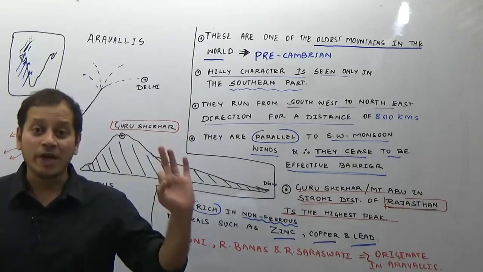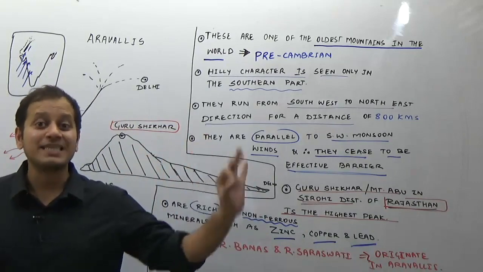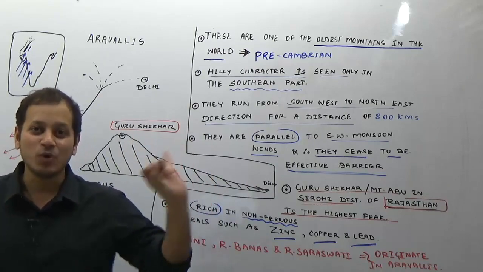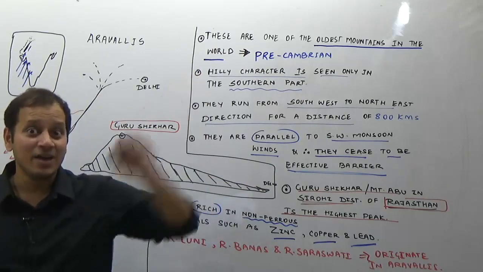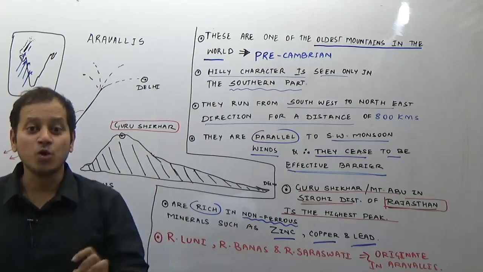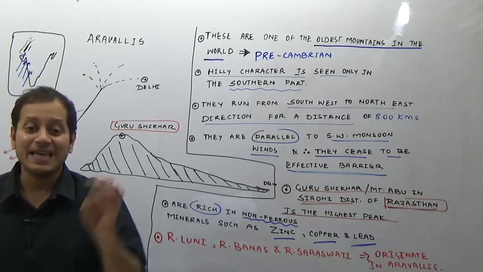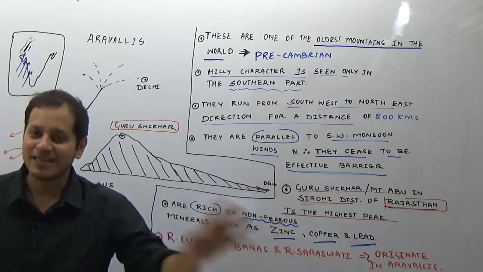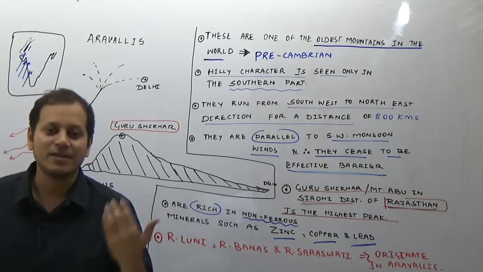Again, these are the oldest mountains in the world, or one of the oldest, and the oldest in India, obviously. Their hilly character is seen only in the southern part. Why? That means the southern part is at a greater elevation than the northern part. They run from southwest to northeast for a distance of 800 kilometers. They are parallel to the southwest monsoon winds, and therefore they do not act as an effective barrier, and therefore the Rajasthan region does not get rainfall.